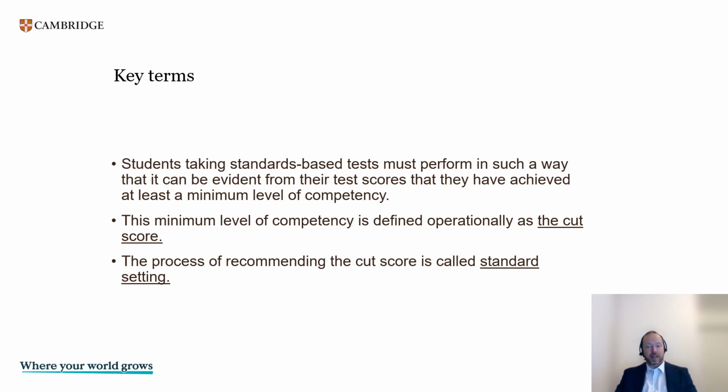So the aim of standard setting is to set the cut score, or maybe a number of cut scores depending on the test. The cut score might be a pass, it might be a fail, it might be distinction, it might be A, it might be B, whatever it is, but it's aligned to the CFR somehow.